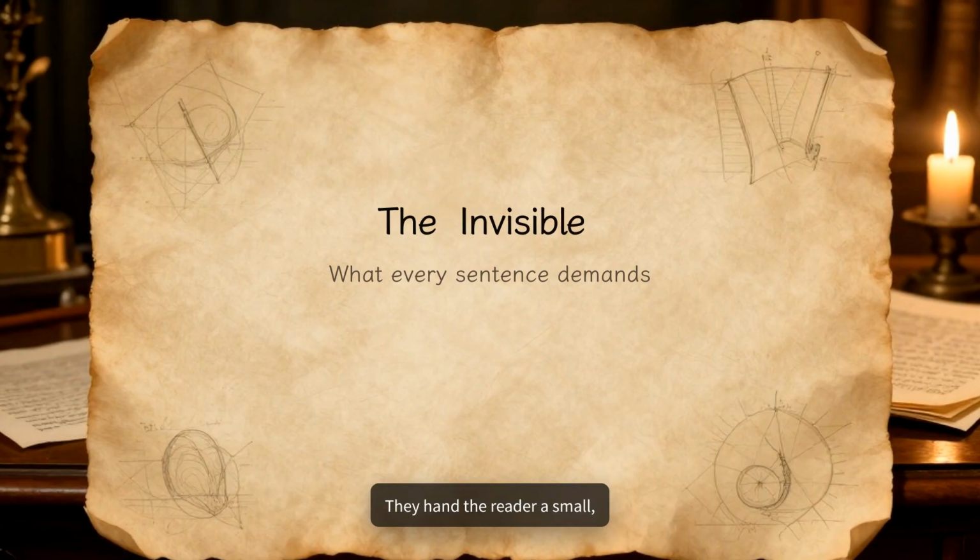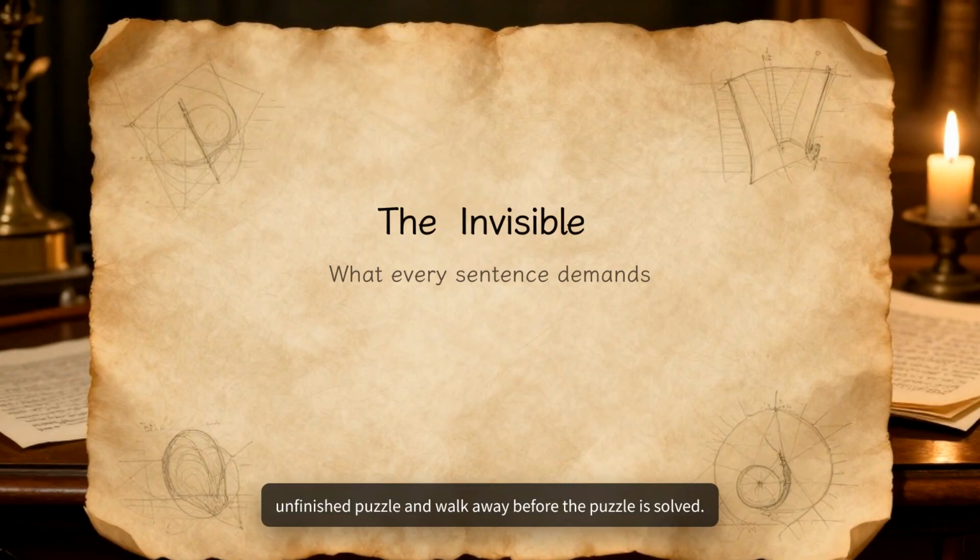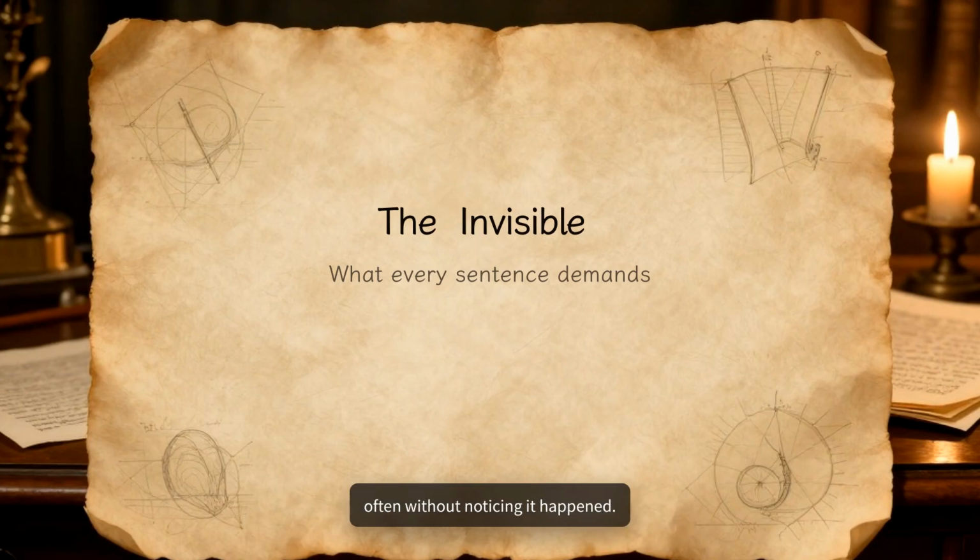They hand the reader a small, unfinished puzzle and walk away before the puzzle is solved. The reader's mind solves it anyway, automatically, often without noticing it happened. No bell rings. No flag goes up. The charge gets collected and nobody complains. That quiet collection is what makes it dangerous. You get no signal that anything went wrong. The page keeps turning. The story keeps moving. But the reader stays just slightly flat, and neither of you knows why.